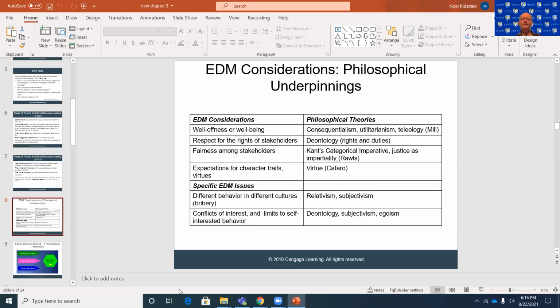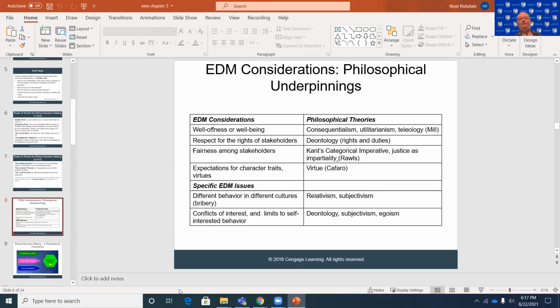Well-being is considered to be consequentialism, utilitarianism, or teleology. Then you have the rights of shareholders, which fits in deontology, which is rights and duties of the company to the people who own it. Fairness amongst the stakeholders: Kant was big into the aspect of justice as impartiality, and Kant's categorical imperative is fairness and uniformity of the fairness. And then expectations for character traits and virtues, and that's Aristotle, which is virtue ethics. He was the guy who talked about virtues. So this is where you can find some of those virtues if you can't think of them.